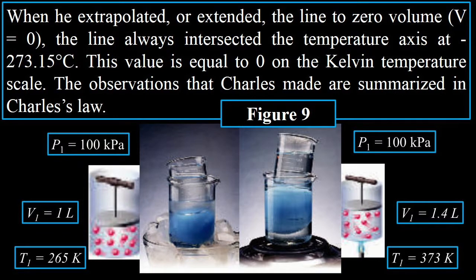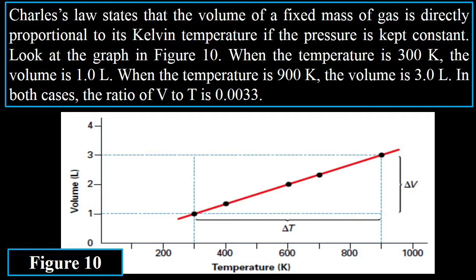When he extrapolated, or extended, the line to volume V equals 0, the line always intersected the temperature axis at negative 273.15 degrees Celsius, absolute zero. This value is equal to 0 on the Kelvin temperature scale. The observations that Charles made are summarized in Charles' law.